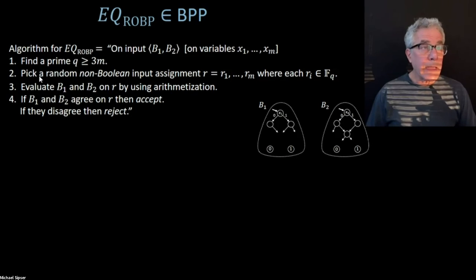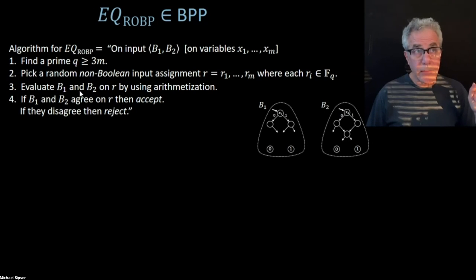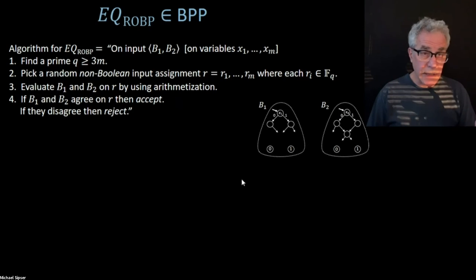And now we're going to pick a non-Boolean assignment to the variables. Evaluate the two branching programs on that non-Boolean assignment using the arithmetization. If they agree, then we'll accept. If they don't agree, then we're going to reject.